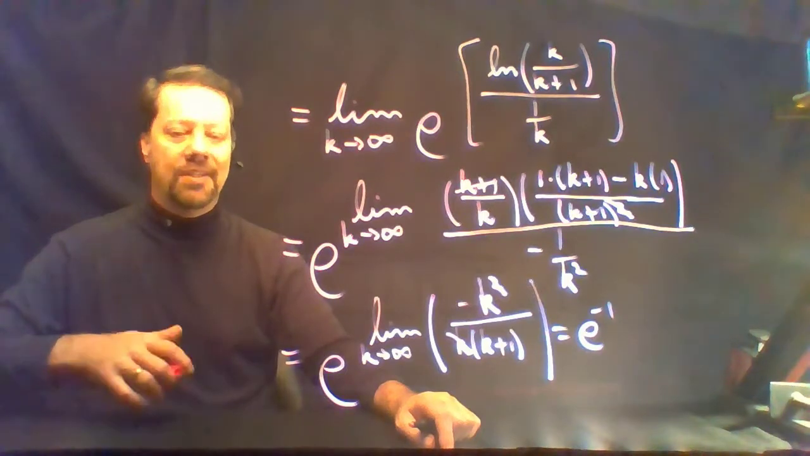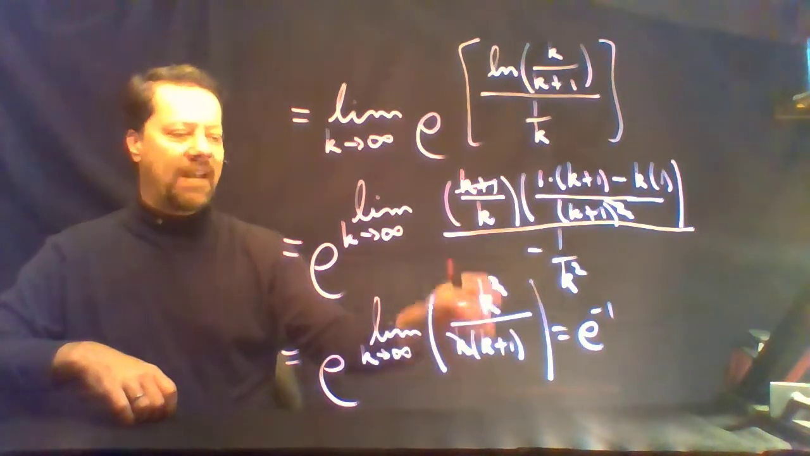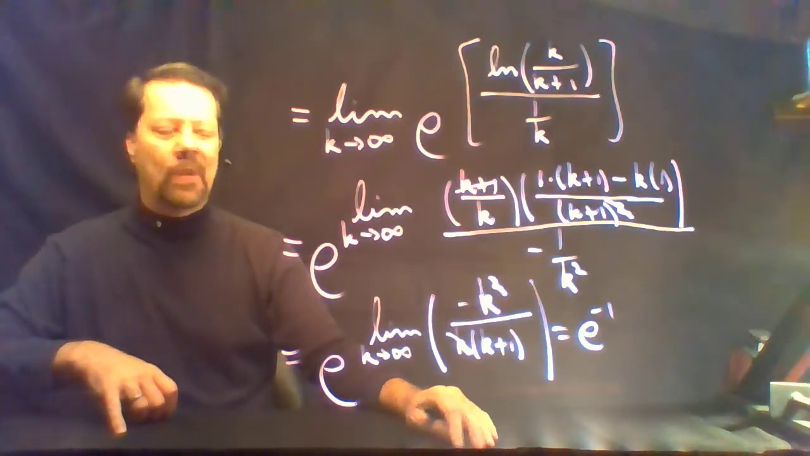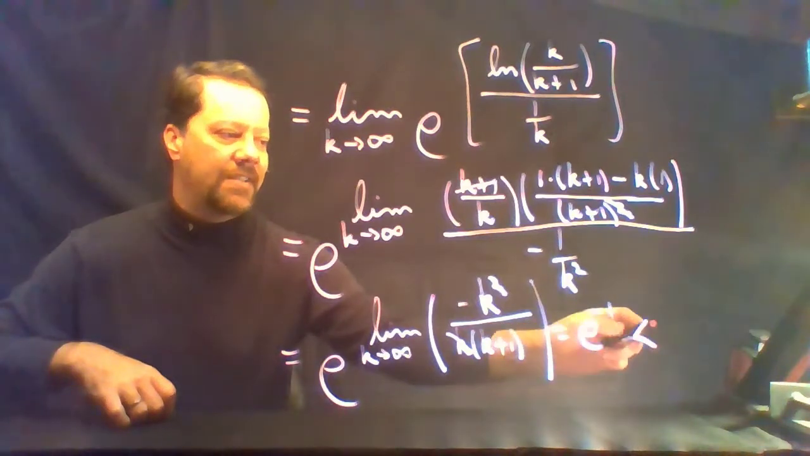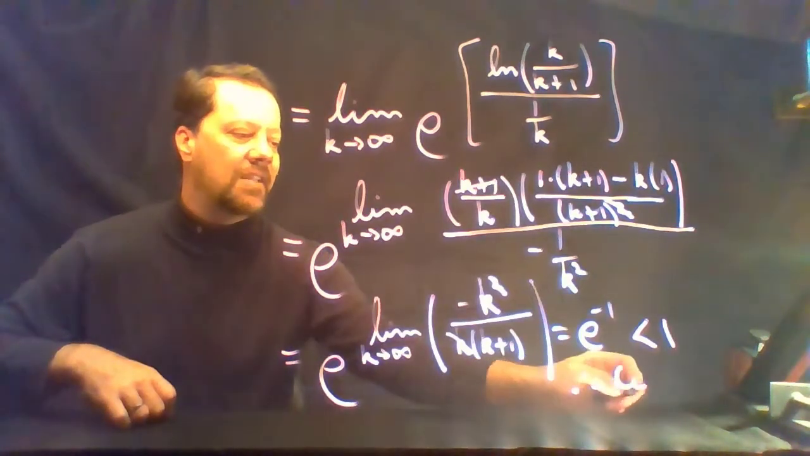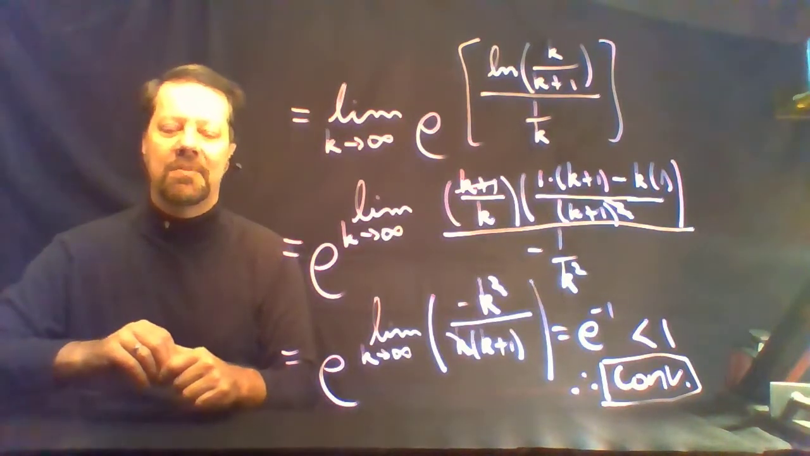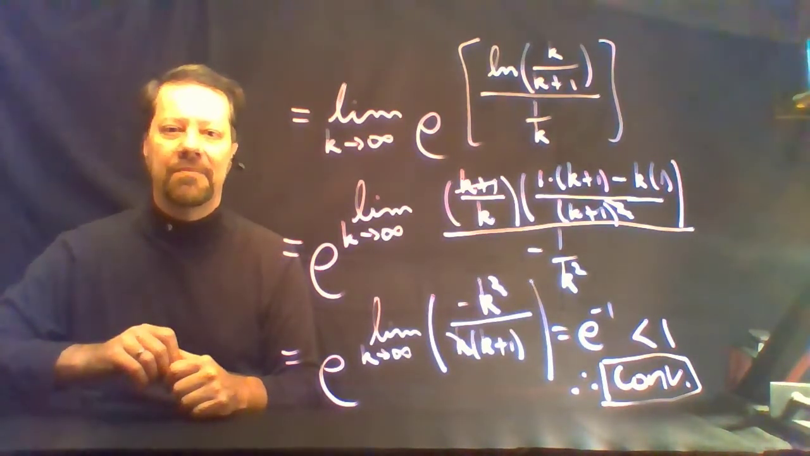E to the negative 1 is 1 over e. E is about 2.718, which means we have 1 over about 2.718. Whatever that is, it's certainly less than 1. We deduce from that that the series converges, and that shows that n to the n growth is much greater than n factorial growth. As we have seen, factorial growth is faster than exponential growth, but n to the n growth is faster than factorial growth.